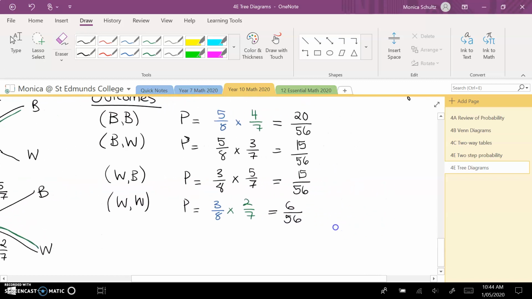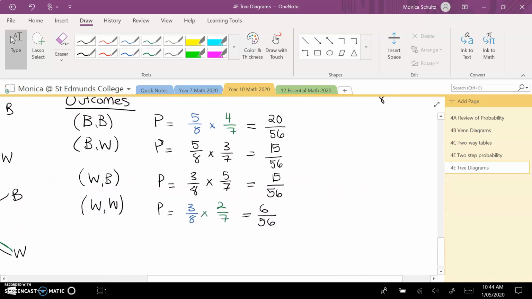So I can go back to these probabilities and I can simplify them a bit. So for my first one, I can do divided by 2, which gives me 10 divided by 2 is 5, and 56 divided by 2 is 28. And then for these middle two ones, I can't do any divisions, because my next logical one would be divide by 3, but 56 won't divide by 3, and I can't do divide by 5 either.